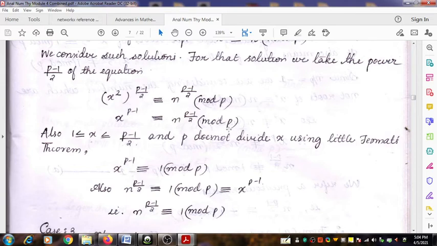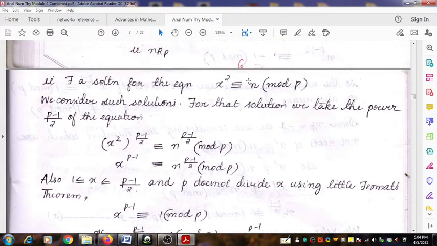When we think about the solution of this quadratic equation, whenever the equation has a solution, that solution will also belong to the range 1 less than or equal to x less than or equal to p minus 1.